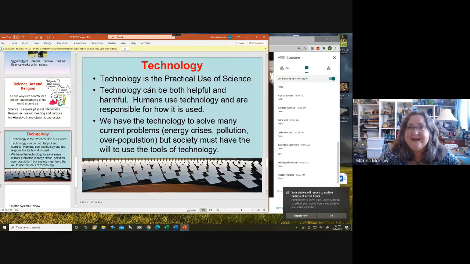The scientific knowledge is going to be there, but we can use the atomic reaction to heat our homes, or we can use it to make a bomb, right? So we can use technology, and we're the ones who are responsible for figuring out how to use it. We actually do have lots of technology to help solve our current problems.